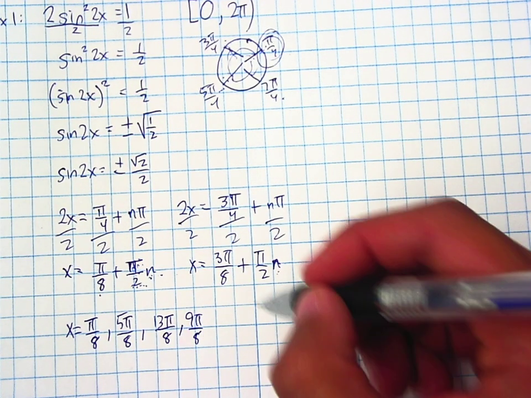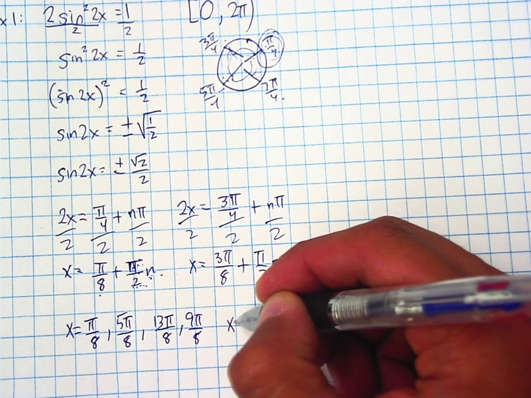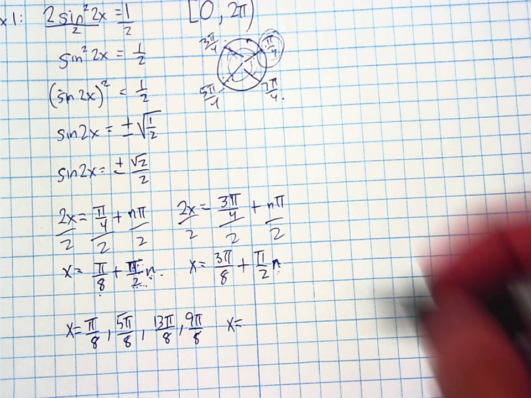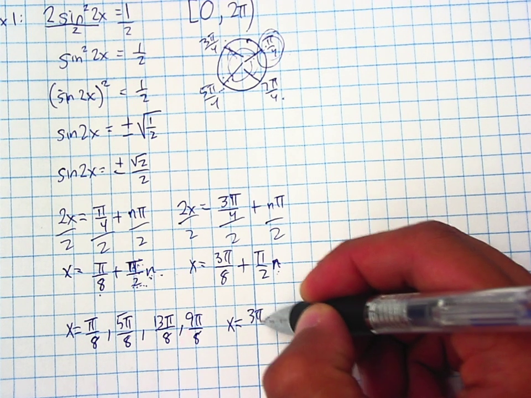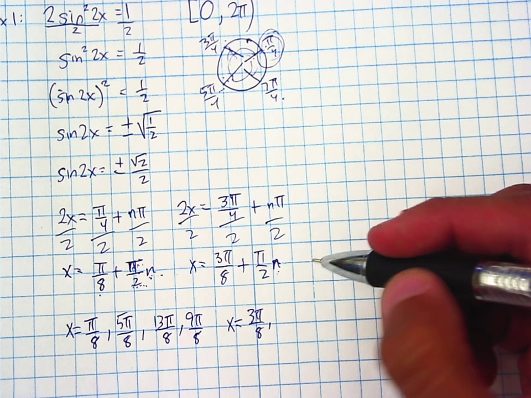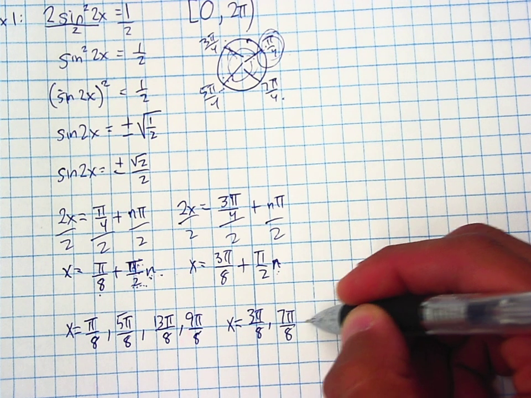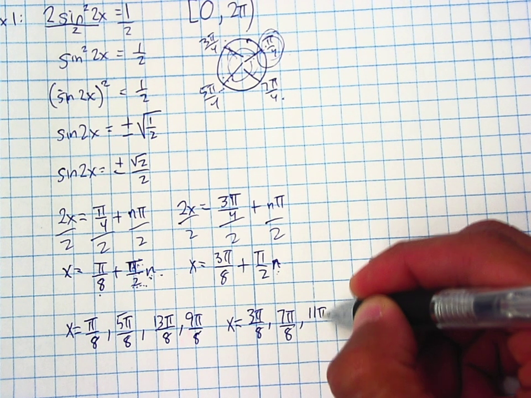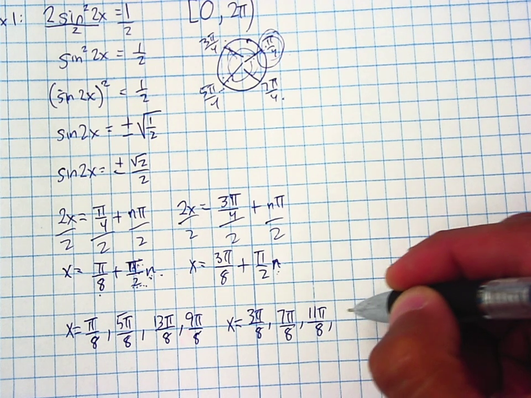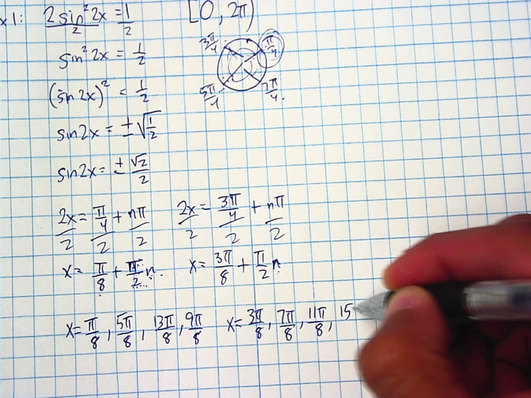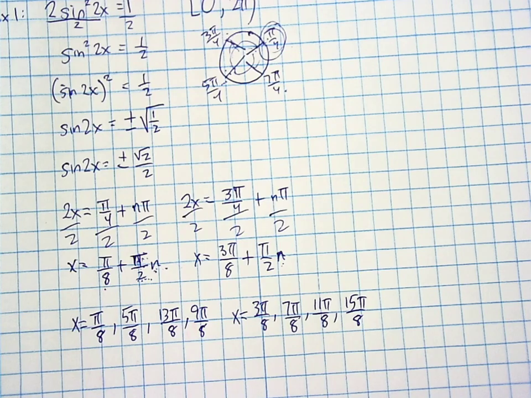And same thing here. I'm going to plug in 0, 1, 2, 3, and 4. If I plug in 0, I get 3 pi over 8. If I plug in 2, I'll end up with 7 pi over 8. If I plug in 3, I'll end up with 11 pi over 8. And if I plug in 4, I'll end up with 15 pi over 8. Okay, and those are all my answers between 0 and 2 pi.